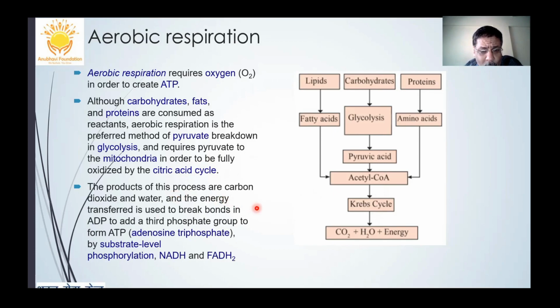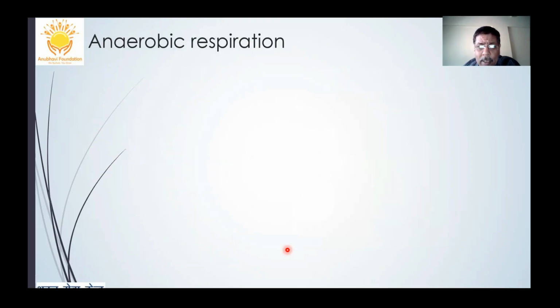The products of this process are carbon dioxide and water, and the energy transferred is used to break bonds in ADP to add a third phosphate group to form ATP, adenosine triphosphate. That is substrate level phosphorylation, NADH and FADH2. In this way, the process continues.